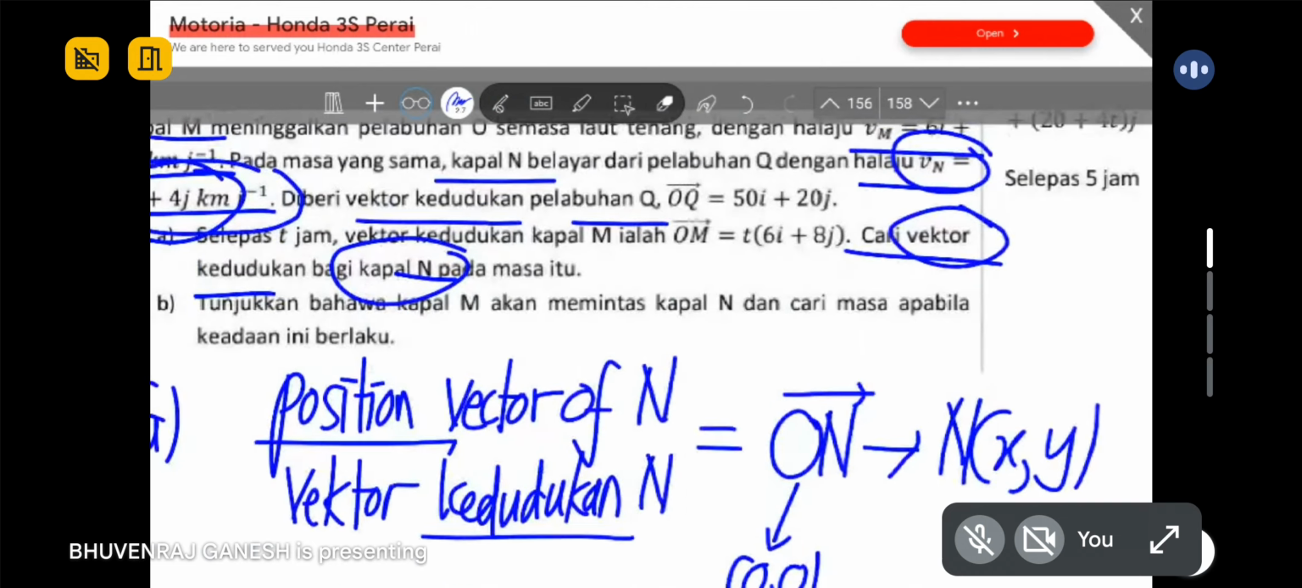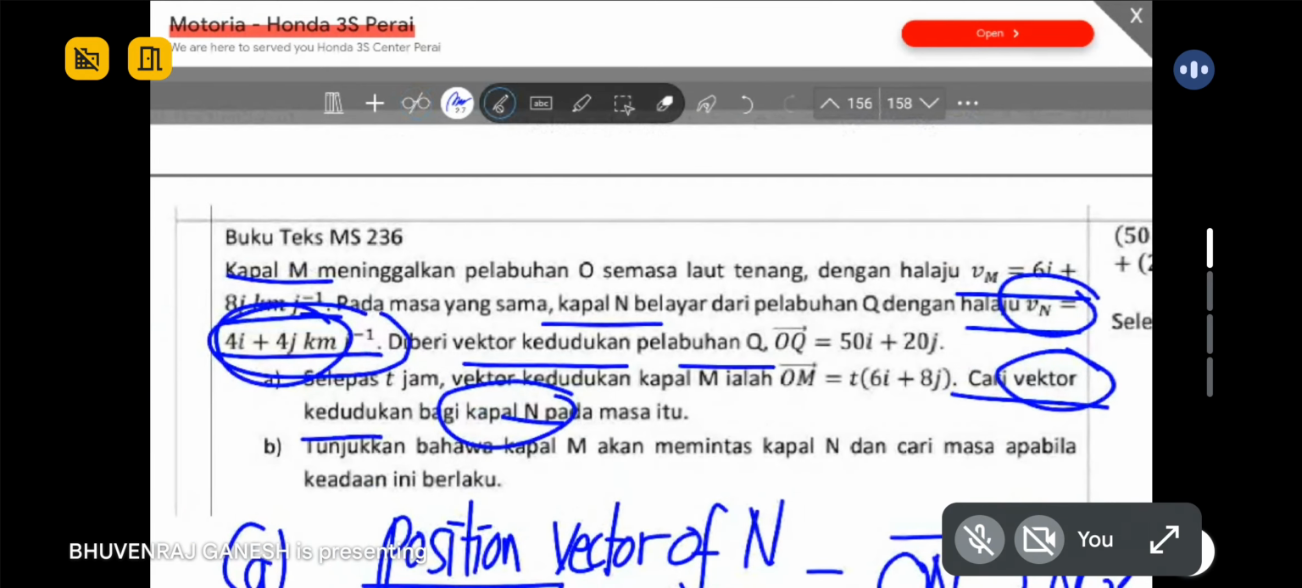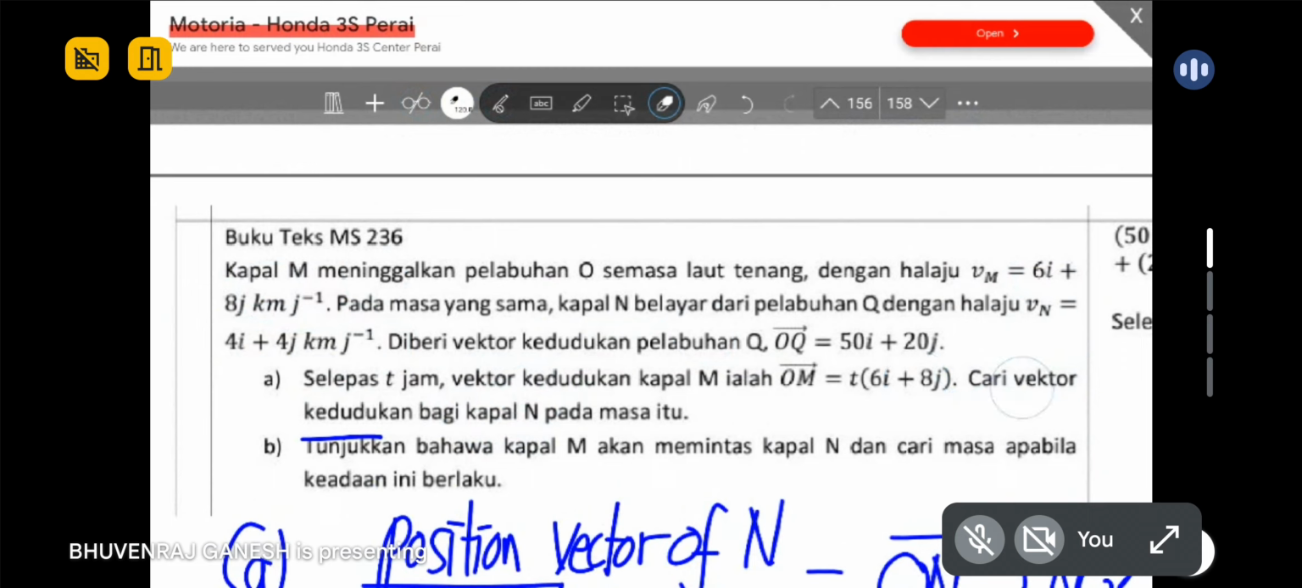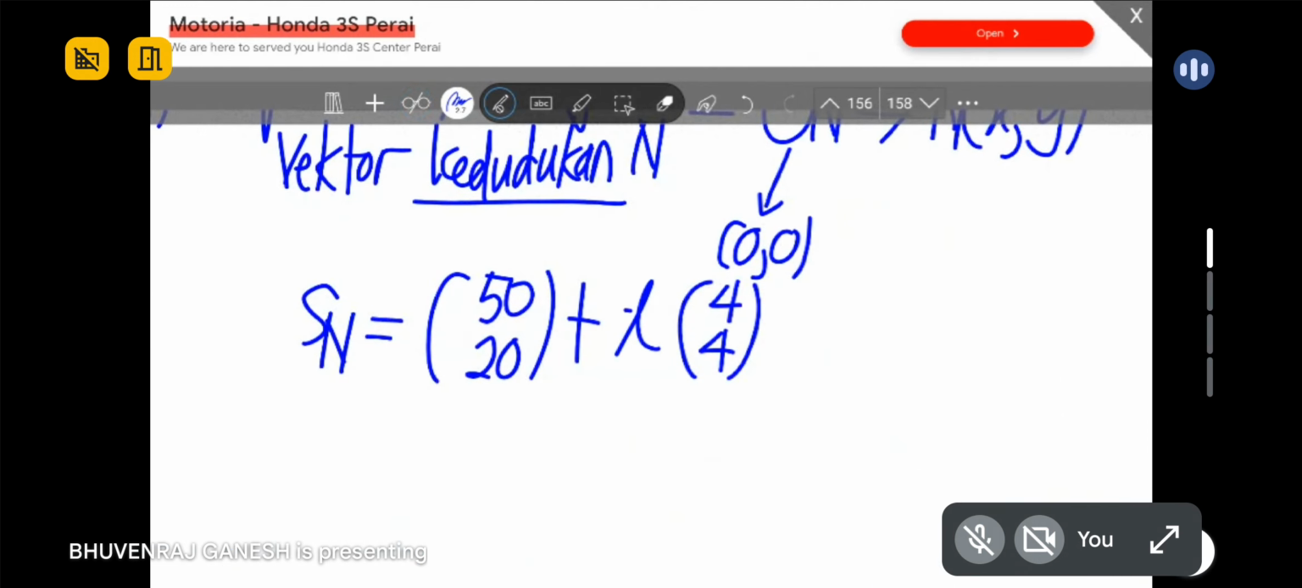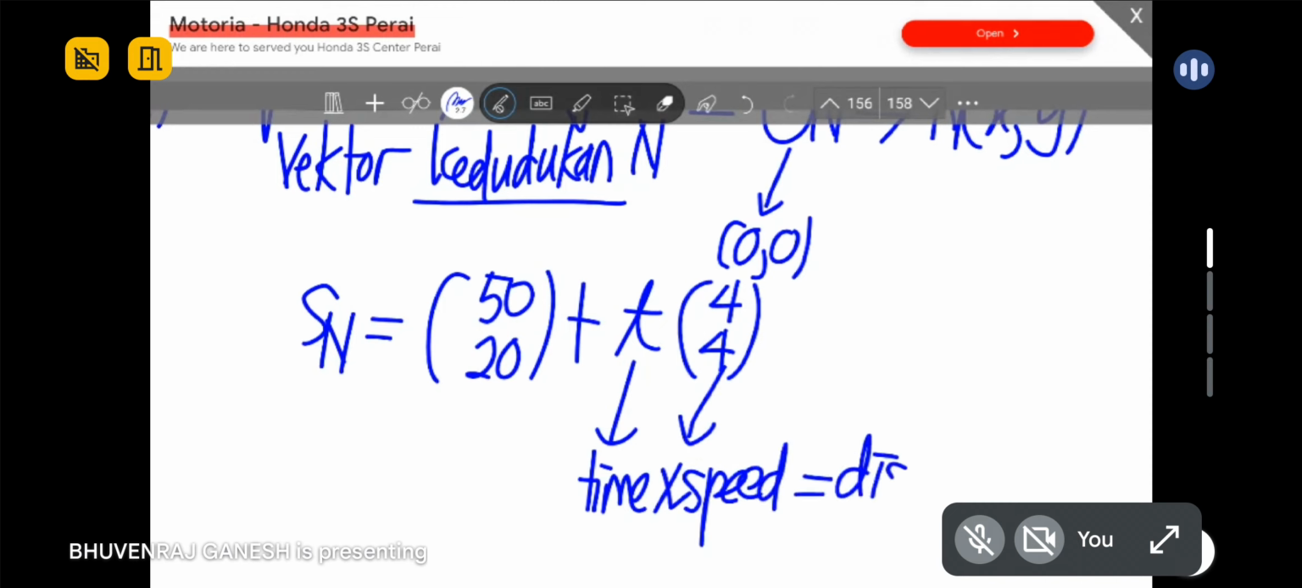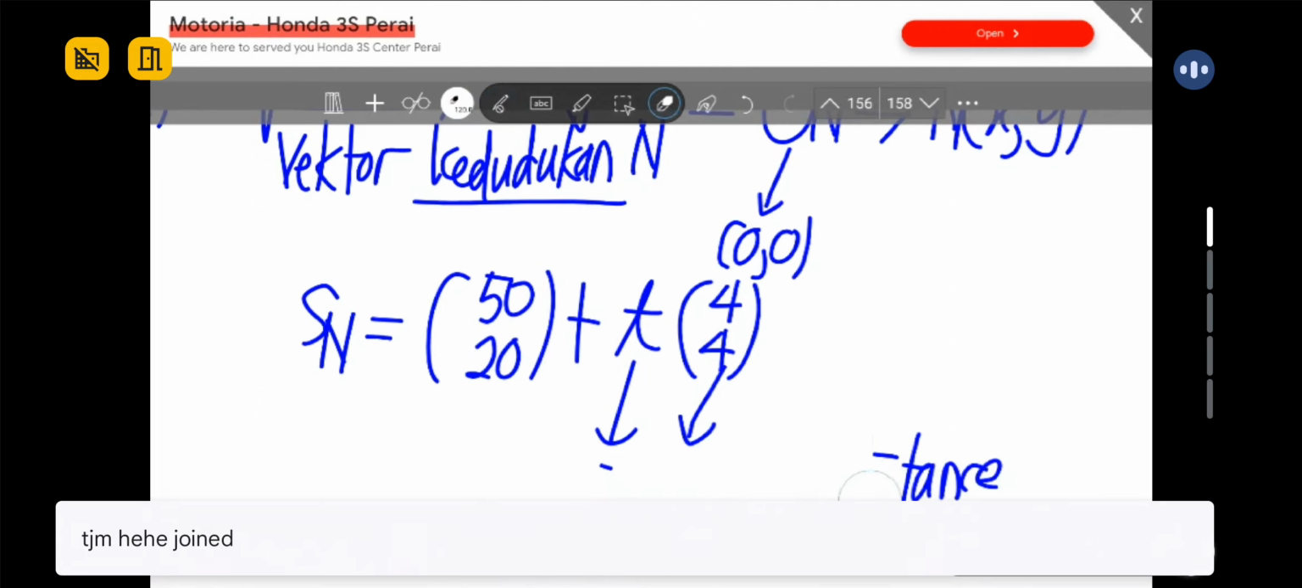Do we know the time, guys? Over here. Adakah kita tahu masa? How long? Did the question tell you the time? No, right? Okay, soalan tak bagi tahu masa. You see the question just says selepas T jam. After T hours. So it means the time is T. Am I right? So you just put T over here, because you don't know what the time is. Remember, time times speed, you get distance. Very important formula. Time times speed equals distance. Masa kali laju sama dengan jarak. Ingat.